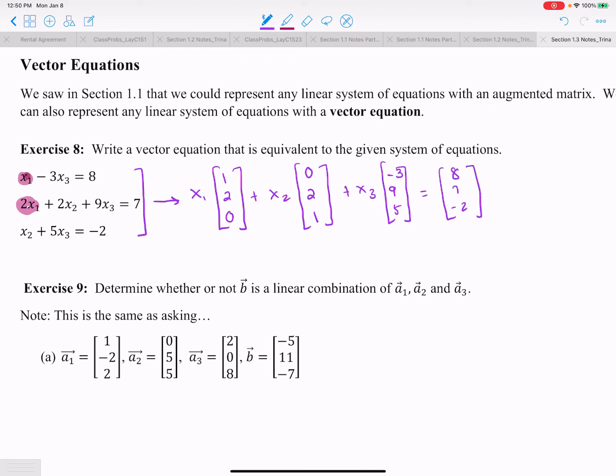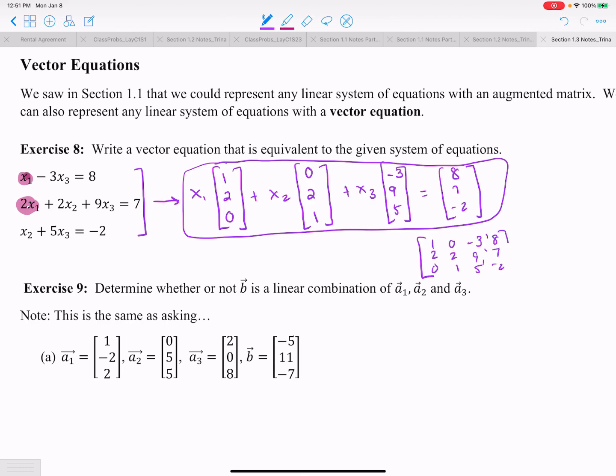So it's going to be very helpful to be able to go from the system of equations into the vector equation. This entire equation is the vector equation, and then also going from the vector equation to the augmented system. So being able to convert between those three forms will be very, very helpful.